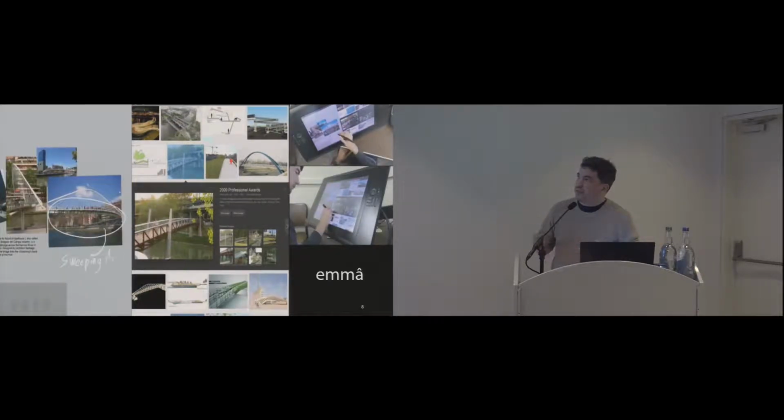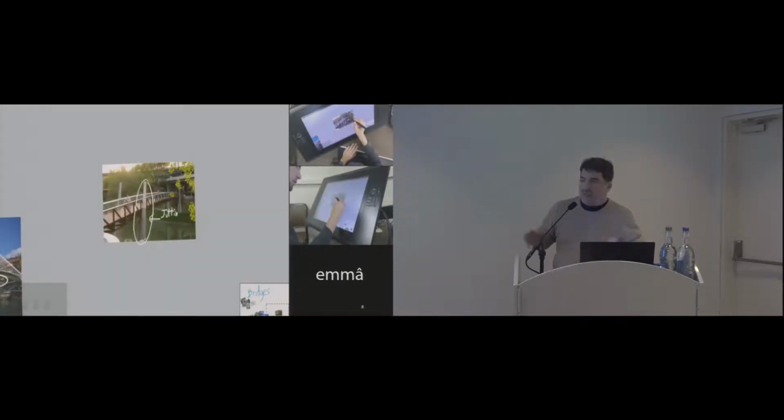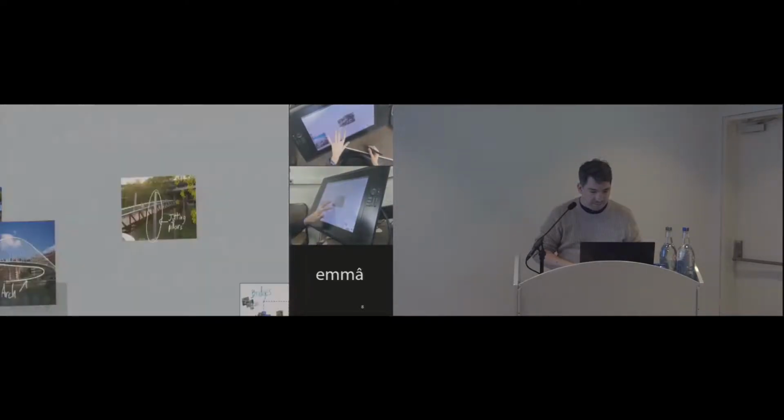Here you're going to see a quick video. This landscape architecture student is collecting images about a specific site, about bridges, and now he's sketching over them, and there's a little edge-constrained region there where he does undo and manipulates the canvas. I'm not going to talk too much about Emma because that's not really what this paper is about.